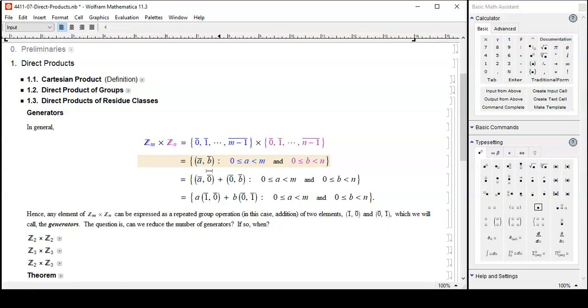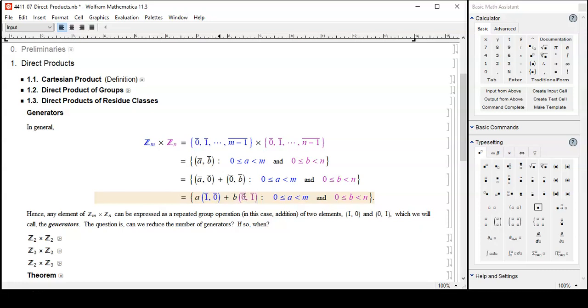And then this can be decomposed into (a, 0) plus (0, b). Yes, pretty clear. And finally, a times (1, 0) plus b times (0, 1). So this is coming from Zm, that's coming from Zn, but this (1, 0) mostly came from Zm, so I'll just continue with color coding blue. And (0, 1) mostly came from Zn, so I'll use the color coding of purple here.